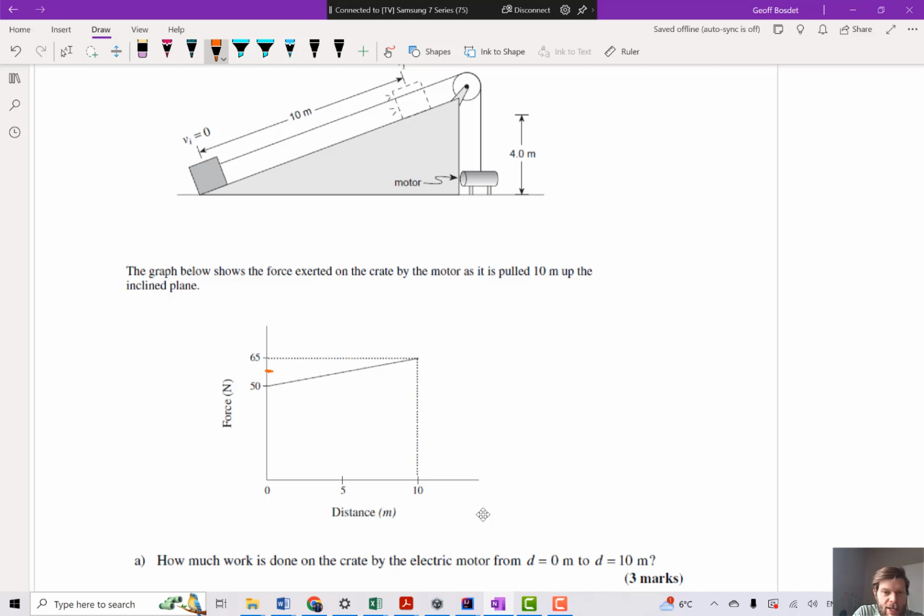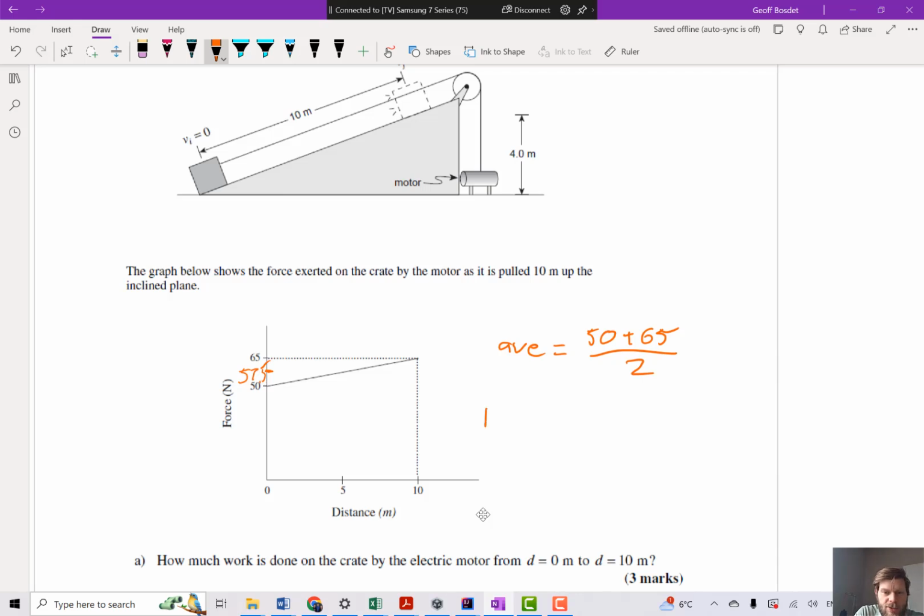What happens to be smack dab in the middle between 50 and 65 is 57.5. If you're having trouble figuring that out, remember average of two numbers, you just add them up and divide by 2 equals 50 plus 65 over 2. That's how you find the average of any two numbers.